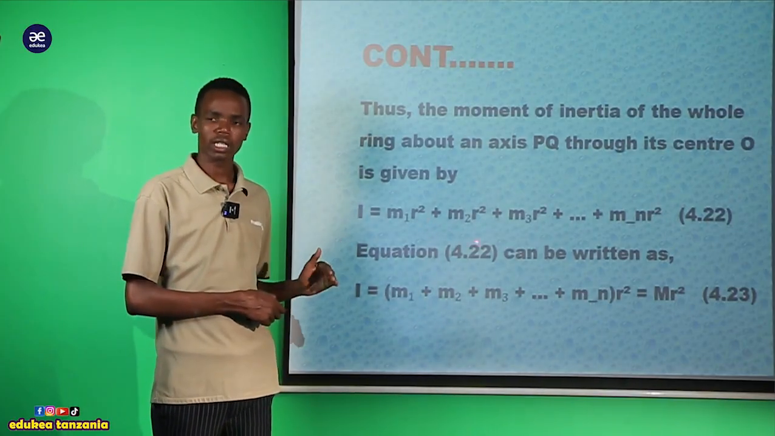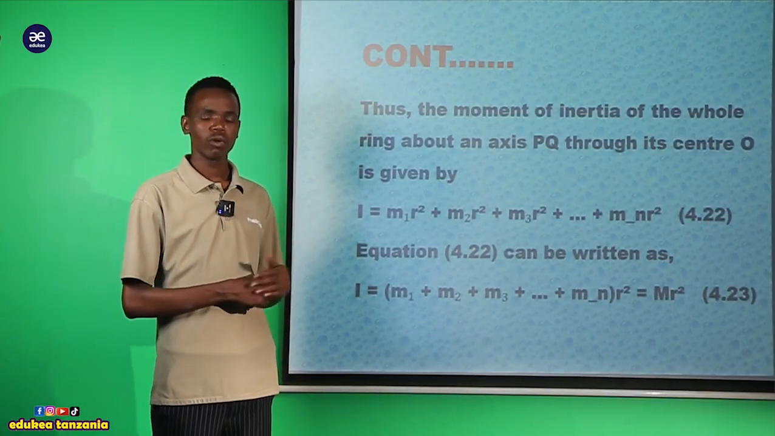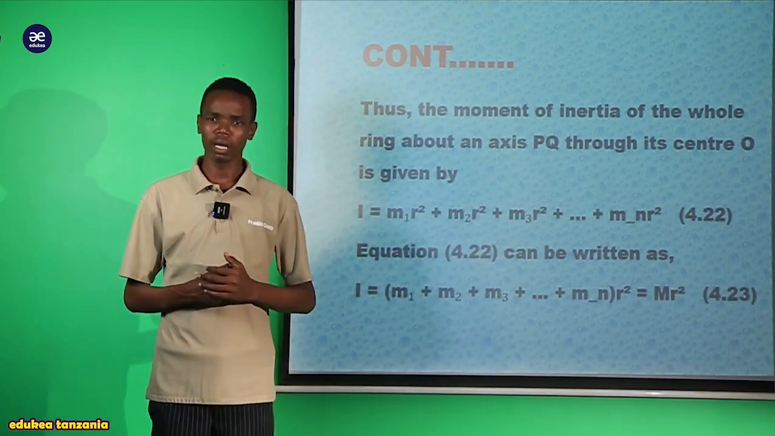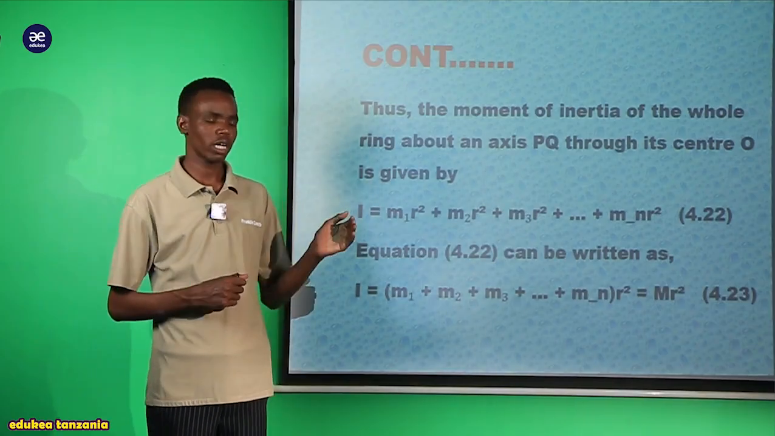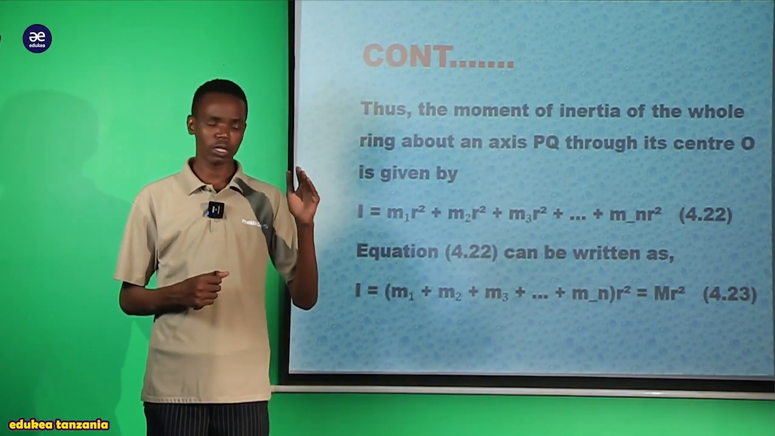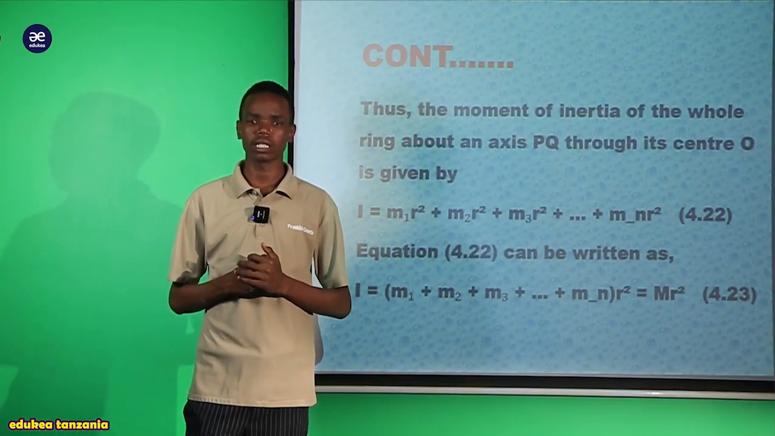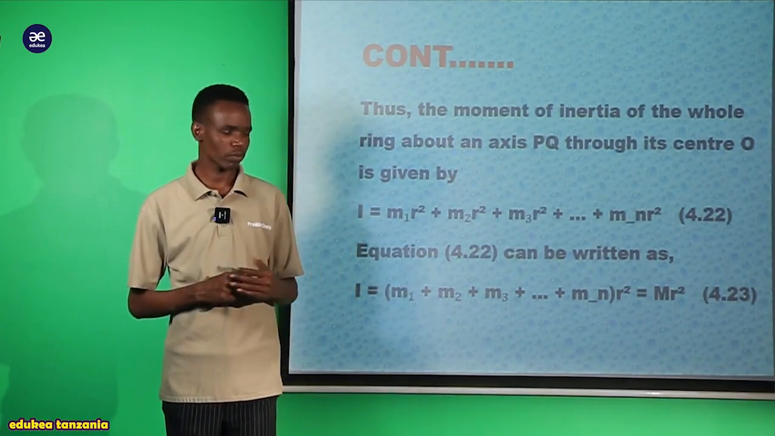the mass 1 times r square, then we add mass 2 times r square, we add mass 3 times r square, then we add dash, for the mass of the n terms, then we multiply it by the radius of the ring square.